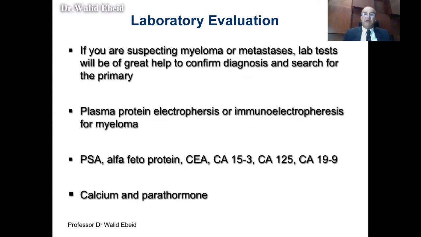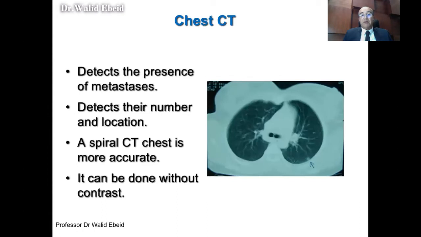The lab becomes very important if you're suspecting myeloma or metastasis, and they could be of great help to diagnose, like plasma protein electrophoresis and immunoelectrophoresis if you're suspecting myeloma, and tumor markers like PSA, alpha-fetoprotein, and carcinoembryonic antigen, etc., when you're looking for a primary. We do a calcium and parathormone to rule out hyperparathyroidism as one of the differential diagnoses.